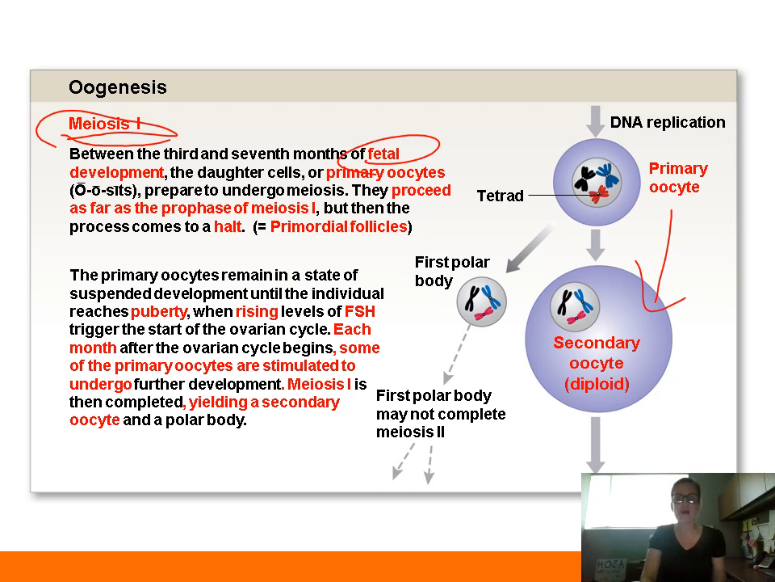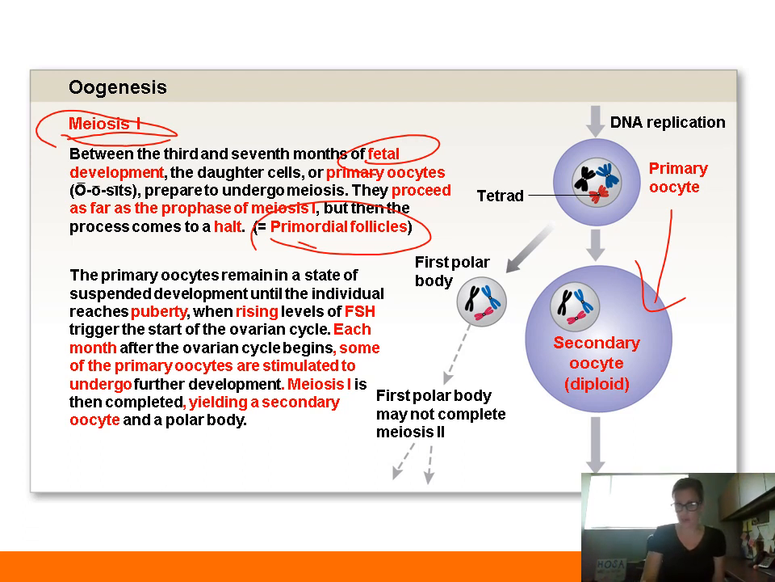However, the eggs do not actually complete the process. They start the cell division of meiosis one and then it stops. The process gets suspended in time until puberty. All of the eggs at that point in time, when the baby is born, all of the eggs that are suspended in the middle of meiosis one, we call those primordial follicles. So when the baby is born, inside the ovaries, she has primordial follicles. These have the primary oocytes in the middle of meiosis one, so they're in the middle of developing into secondary oocytes, but they haven't completed the process yet.